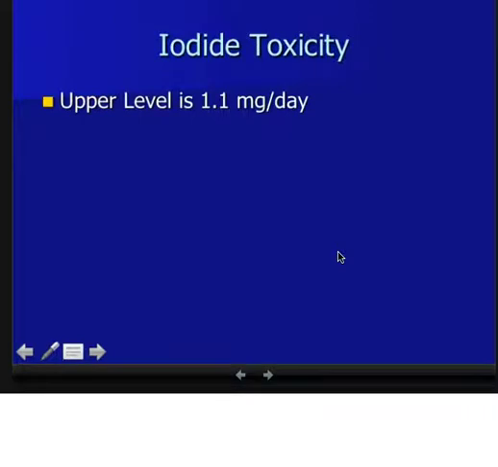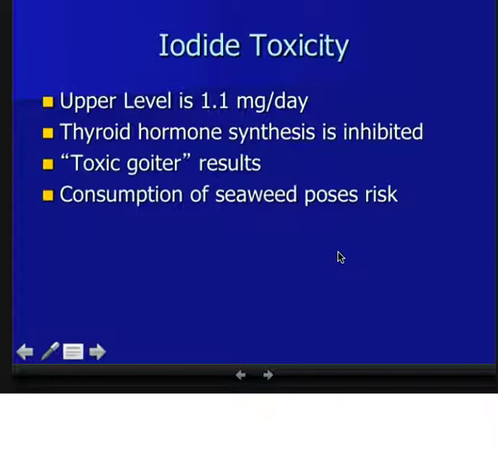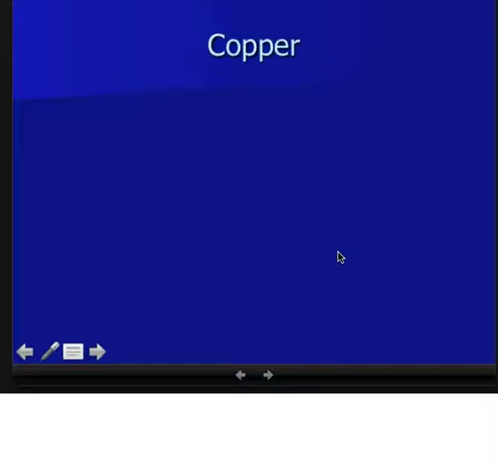What does toxicity look like? Well, an upper level is 1.1 milligrams per day. Thyroid hormone synthesis can be inhibited if you exceed this upper level. Toxic goiter can result. Excess consumption of seaweed can pose a risk because seaweed contains lots of iodine.